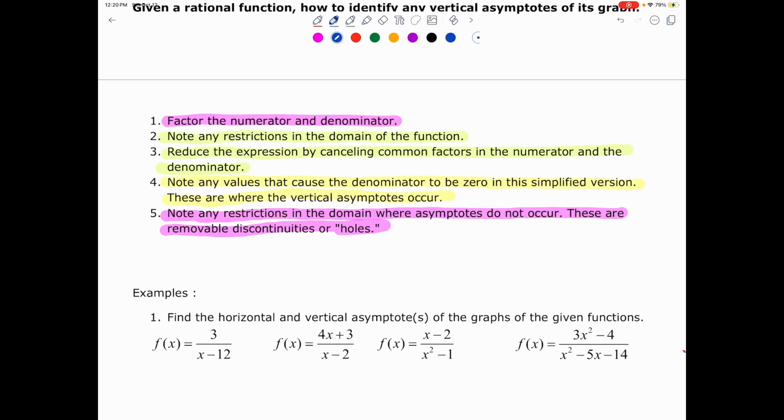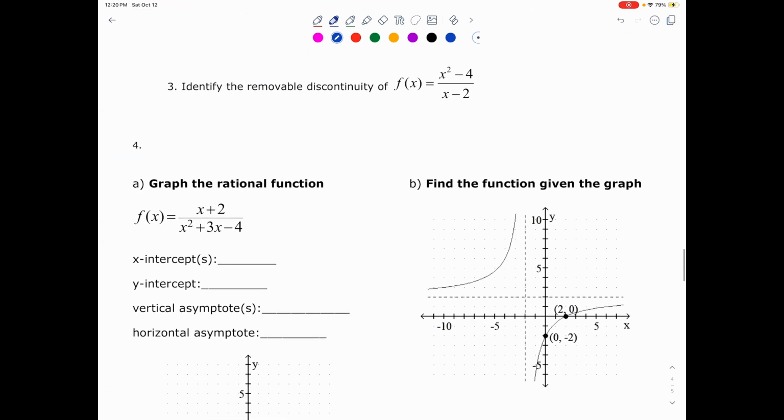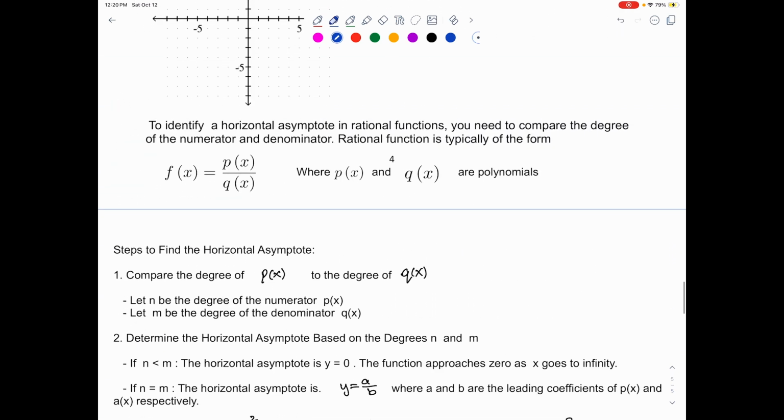Before we look at examples, let's look at how we're going to identify horizontal asymptotes. So I put the notes at the very end of the page. To identify horizontal asymptotes in rational functions, you need to compare the degree of the numerator and denominator.